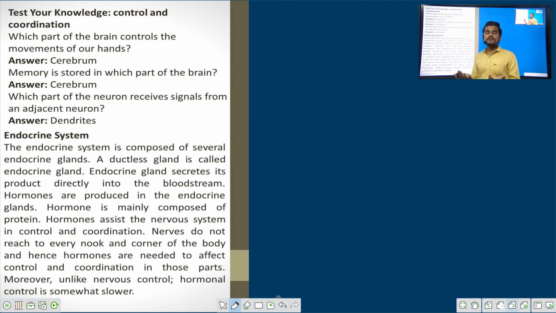Sometimes you may be still, but your body will be performing chemically, such minute quantities of chemicals which make you do work, are nothing but hormones. Nerves do not reach every nook and corner of the body, and hence hormones are needed to effect control and coordination in those parts. See how beautiful biology is. Even a simple molecule of a chemical performs a major function in the overall body, because the nervous system could not reach each and every corner of the body.